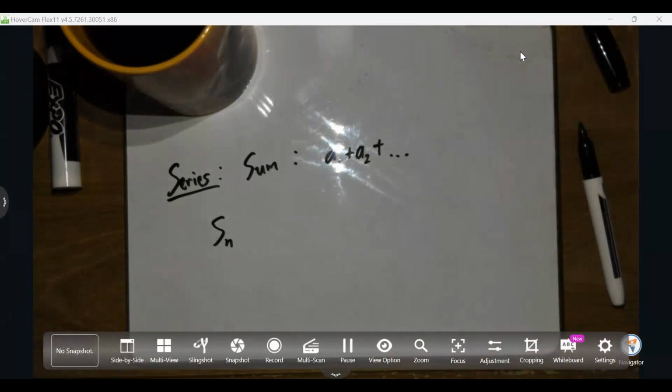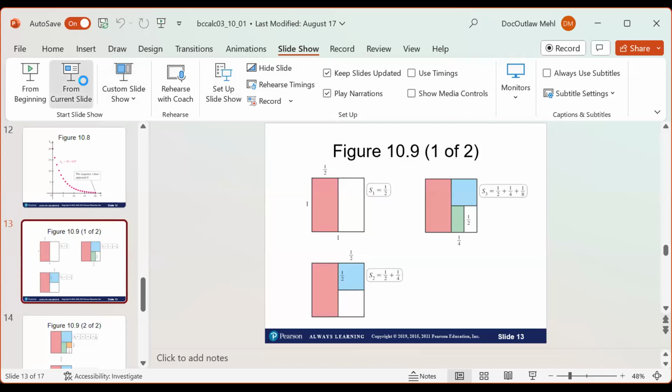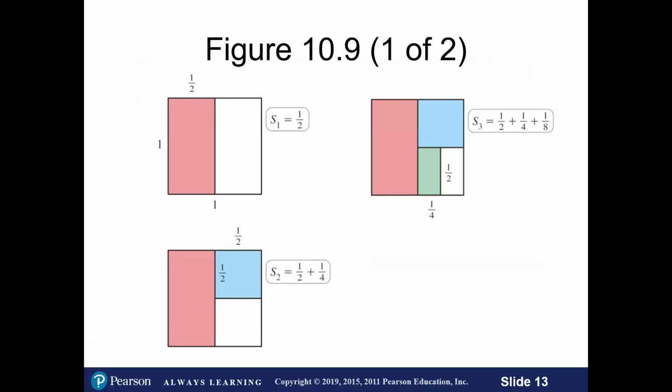We're going to use an example that will help us depict this. Let's consider the following example where we take a unit square. That's a square where all the sides are 1, and we're going to divide it as shown. For S sub 1, the first division, we're going to divide that in half. And so the sum, S sub n, represents the area of the colored region in the nth figure of the progression.